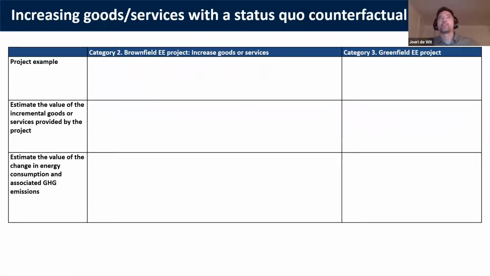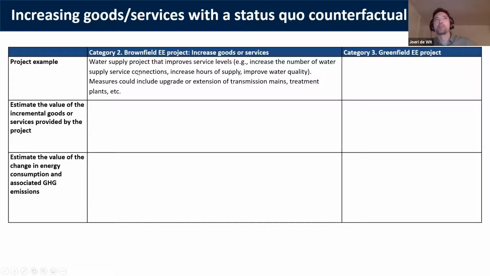Then let's look at the situation where we have a status quo counterfactual. That is, there's no increase in goods or services in the counterfactual. Suppose again, we're doing a brownfield energy efficiency project, which is a water supply project that improves service levels, such as number of water supply service connections, increased hours of supply, etc. Measures could include upgrade and extension of transmission mains, treatment plants, etc.